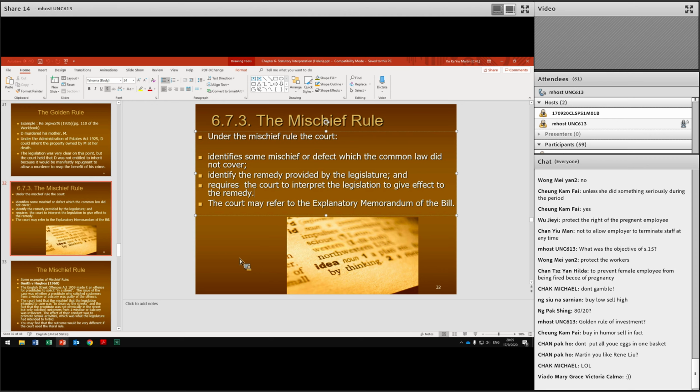Why? What's the purpose of this ordinance? The purpose of the ordinance is to control some unreasonable and unfair exemption clauses. Okay? So you will know the background, so you can understand the law more easily.